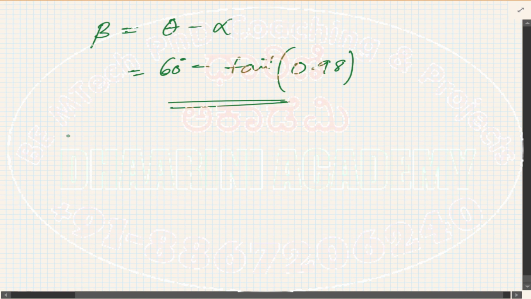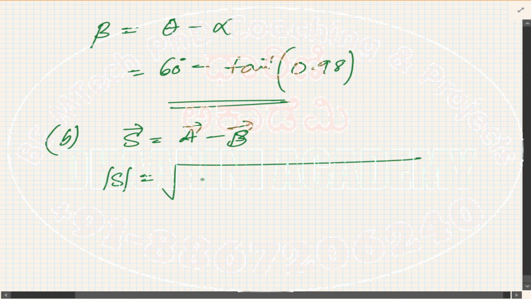Similar to this, now we go for part B. I want to calculate, let's say, vector S is equal to vector A minus vector B. So magnitude of S is equal to root of 3 squared plus 4 squared, 16, minus 2 into 3 into 4 times cos 60.